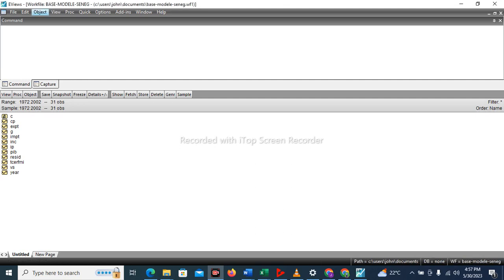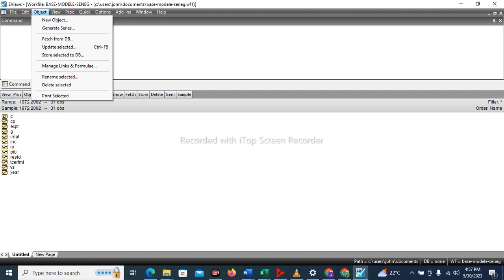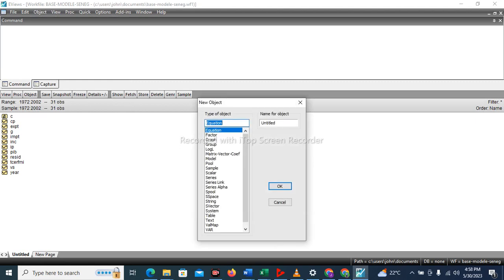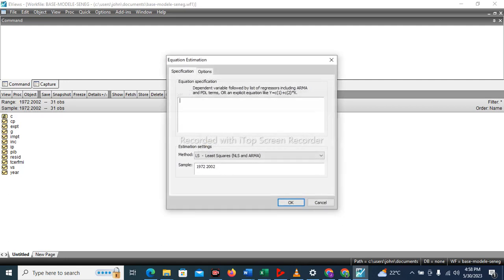To estimate an equation, you go to this part, Object, then you say Create New Object. Of course, it is a new equation. Then we are going to label it. We are going to start with the first equation, which is private consumption. So we are going to call this equation private consumption. Once you have that, you click OK. Then we write our equation here.